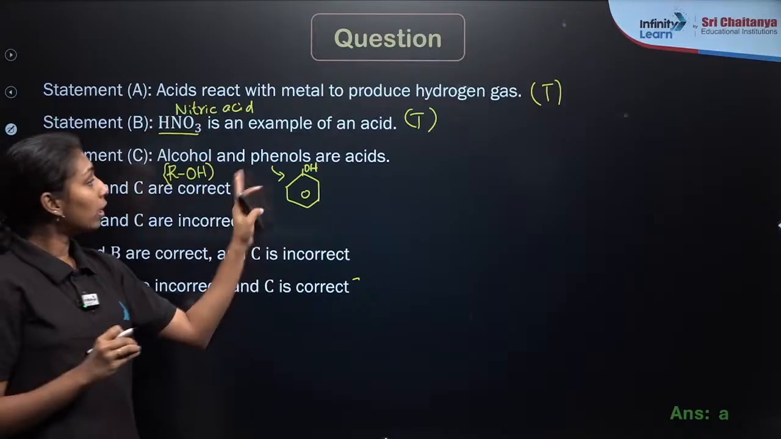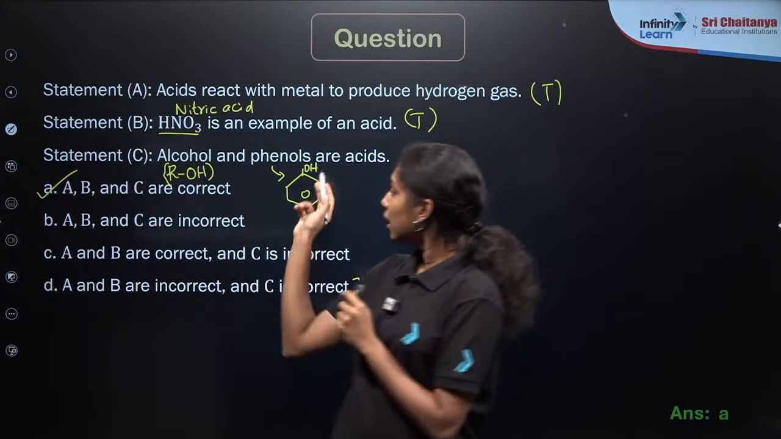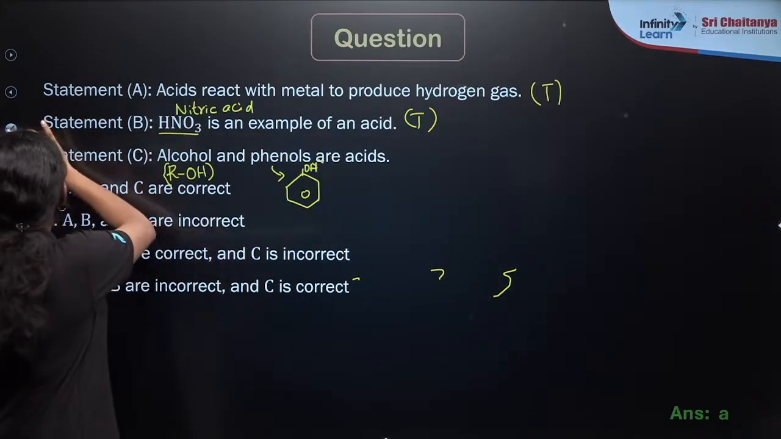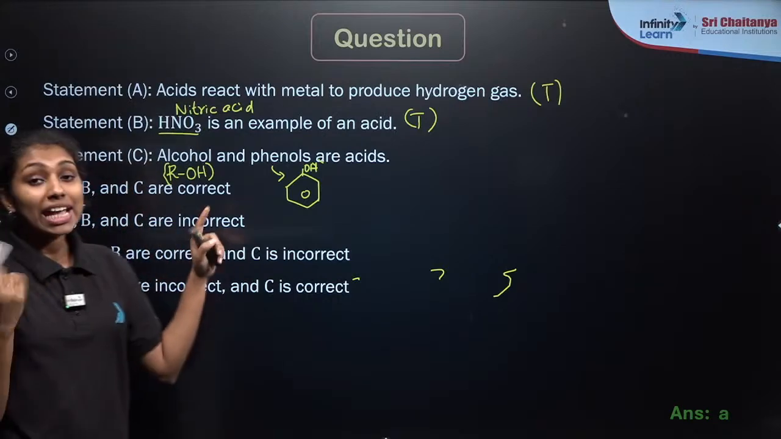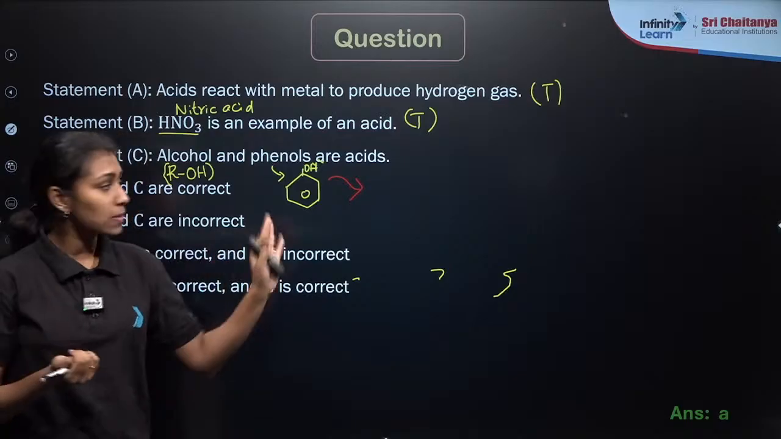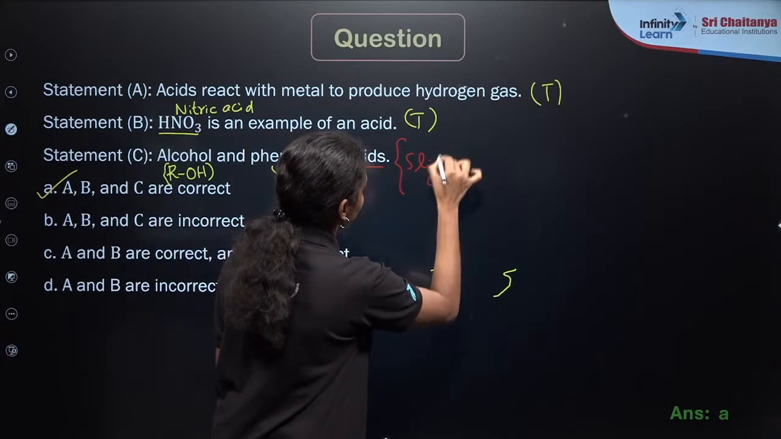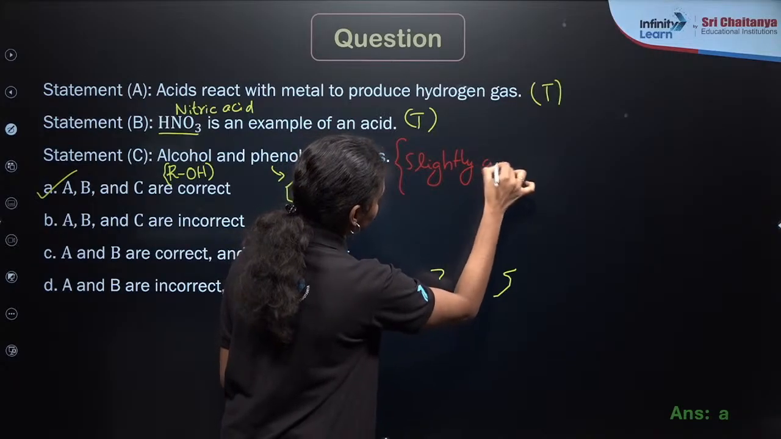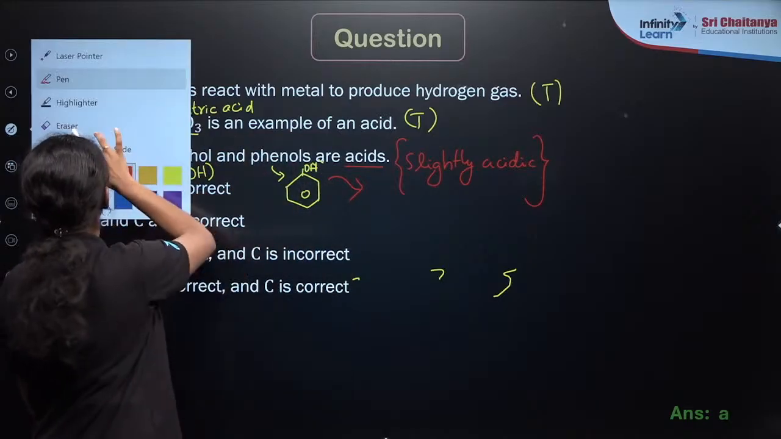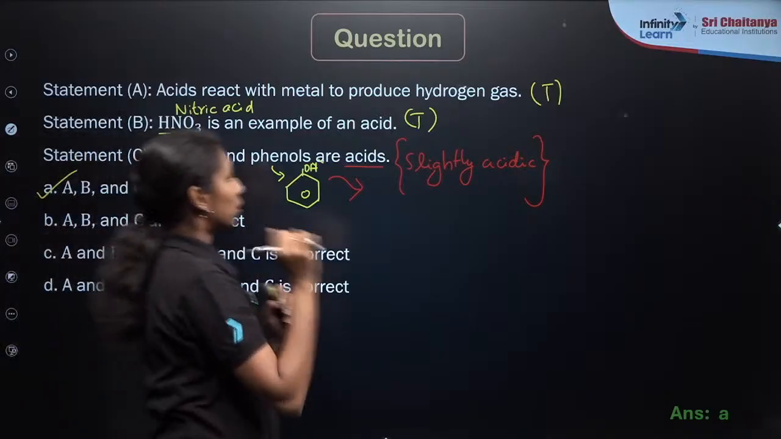So in the case of alcohol and phenols, we are seeing an OH group, right? In the OH group, we will have a hydrogen atom. According to our concept, acids are H plus donors. So it can donate H plus ions. So they will act as slightly acidic in behavior, slightly acidic. Clear? So option A will be our correct answer. All the three statements are correct.